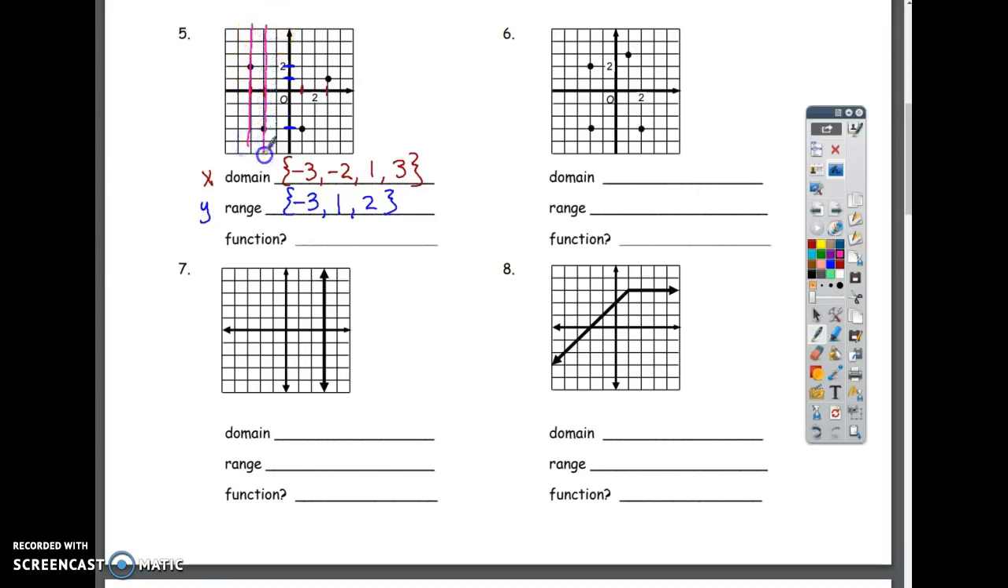You draw lines, right? And it's only supposed to pass one point at a time. So this one passed one time, one time, one time, one time. This is yes.